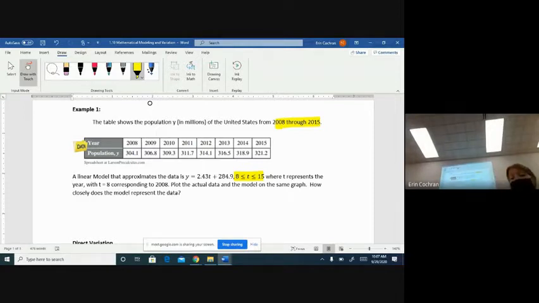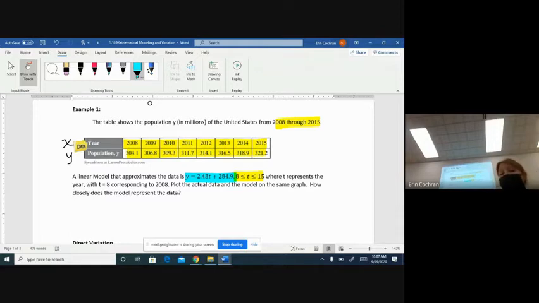Plot the actual data and the model on the same graph. How closely does the model represent the data? Okay, so could I graph each one of these points on a scatter plot? Yeah, where the year is my X and the population is my Y, okay? Then could you graph this linear function? Yeah, because we have a y-intercept and we have a slope, correct? Now, that's going to be a little more challenging, so I'm not going to make us do that by hand.